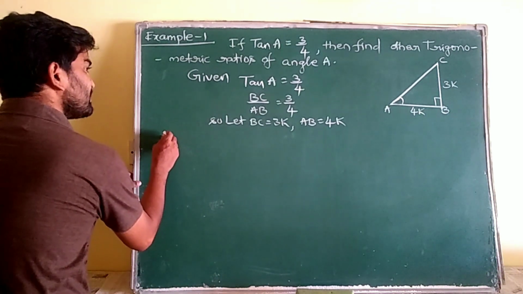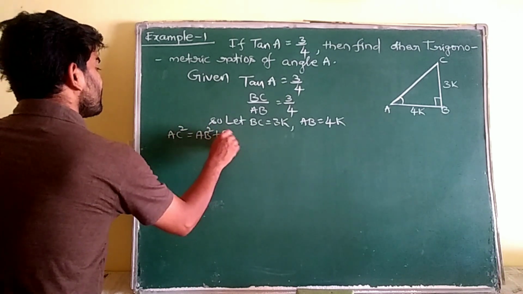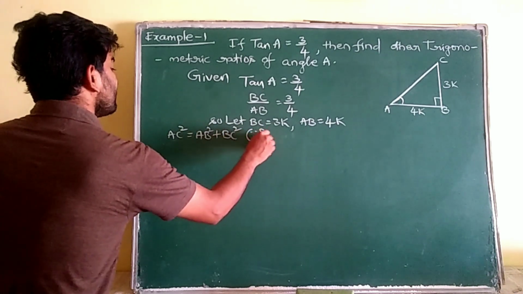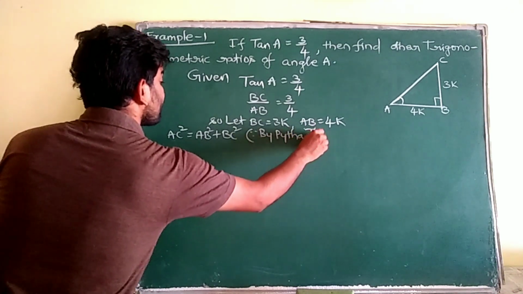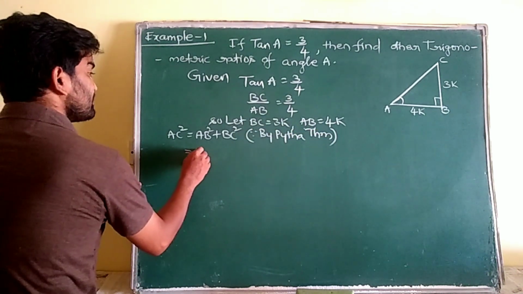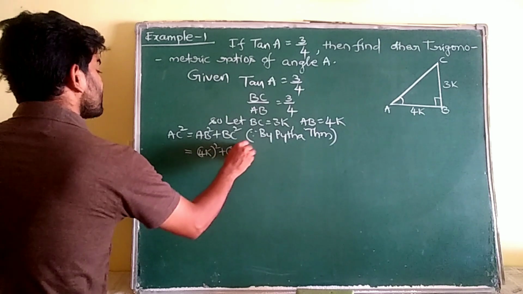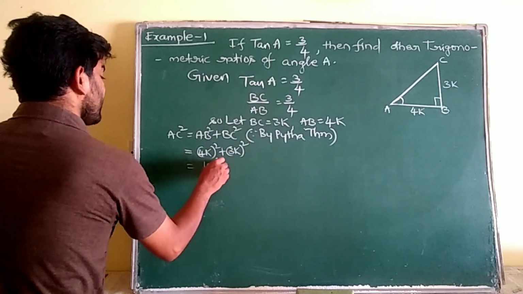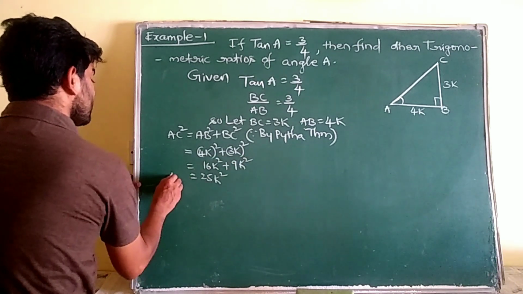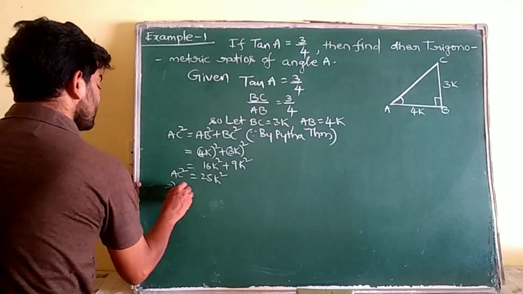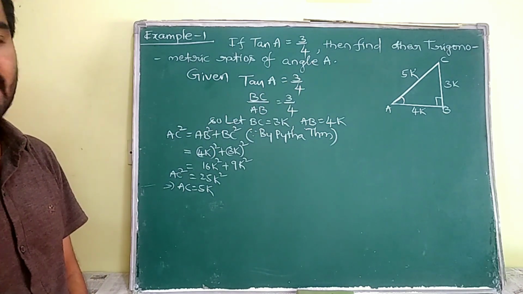Else if you want to find by using Pythagoras theorem, then AC square is equal to AB square plus BC square, since by Pythagoras theorem. Now AB means 4K whole square and BC means 3K whole square. That implies it is 16K square plus 9K square, 25K square. That is AC square's value. Then AC is equal to 5K. We obtained all the three sides of the given triangle ABC.